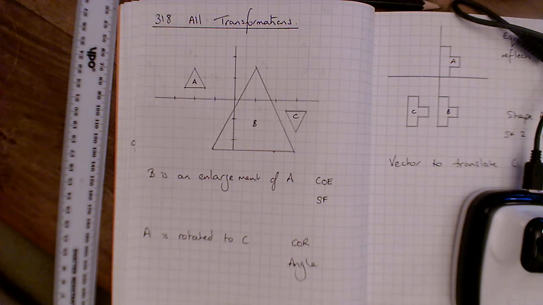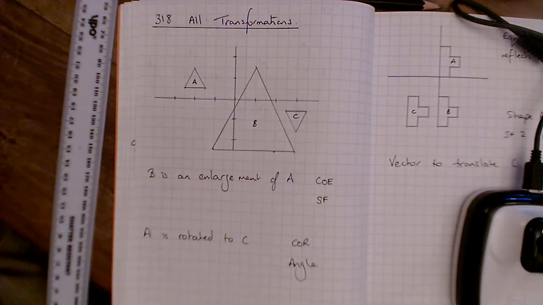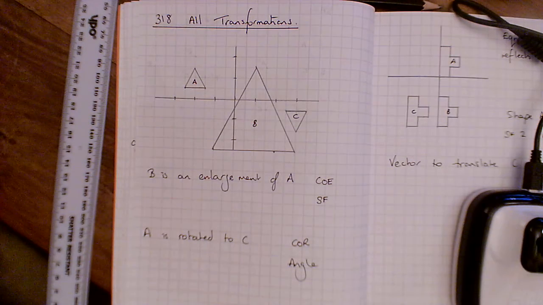MyMaths walkthrough. 318 all transformations. Okay, here we go, all transformations. So transformations: enlargements, rotations, reflections and translations. I couldn't remember the last one there. Anyhow, let's go for the questions.